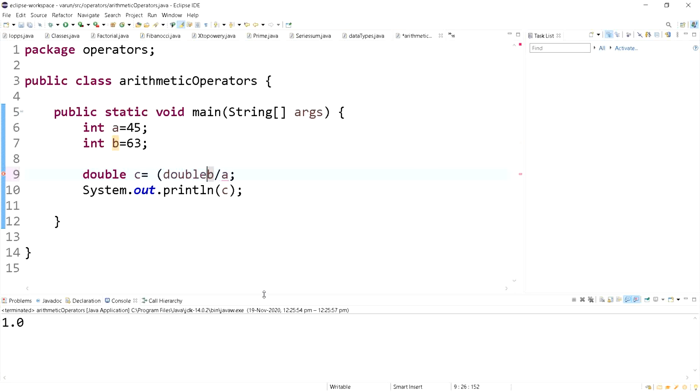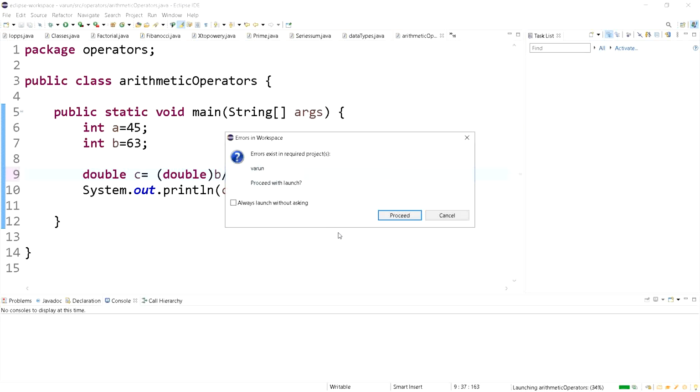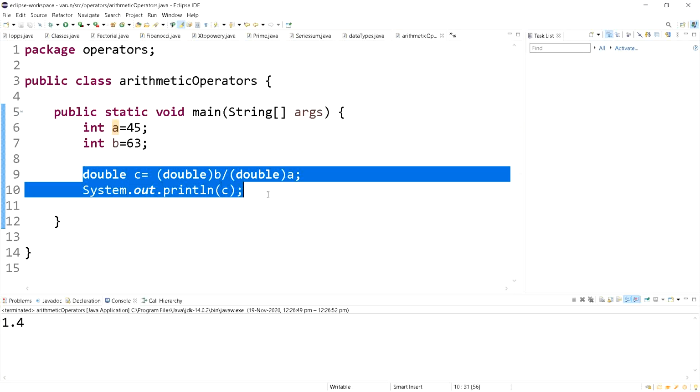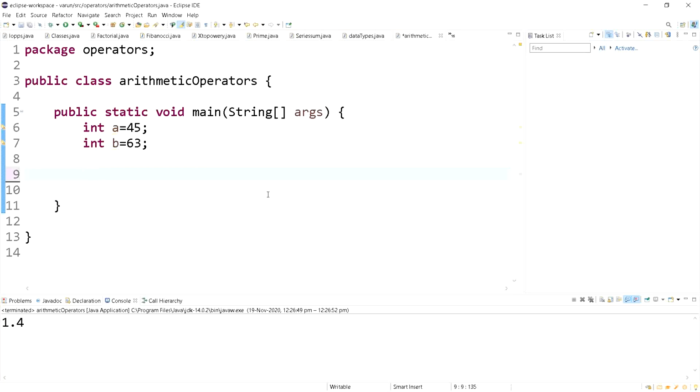So we need to convert these into double variables. For that we need to declare them explicitly. So that is double b divided by double a. Now we will get 1.4. Okay, so these are the basic operations which we have done here using 4 basic operators.